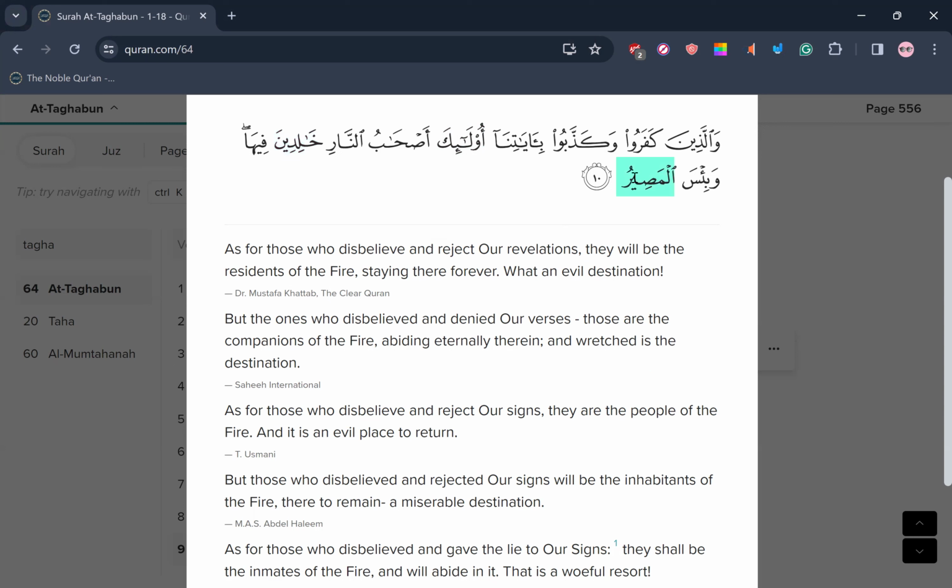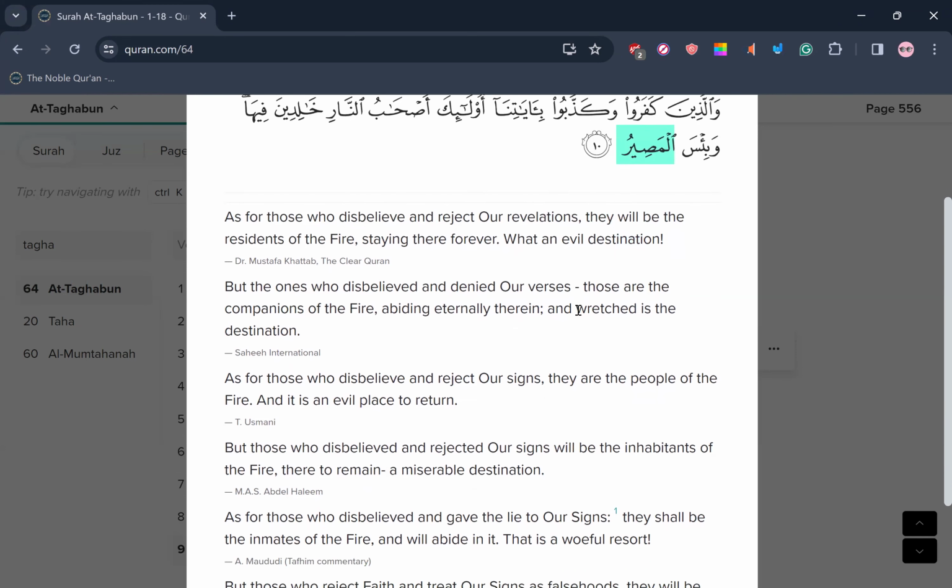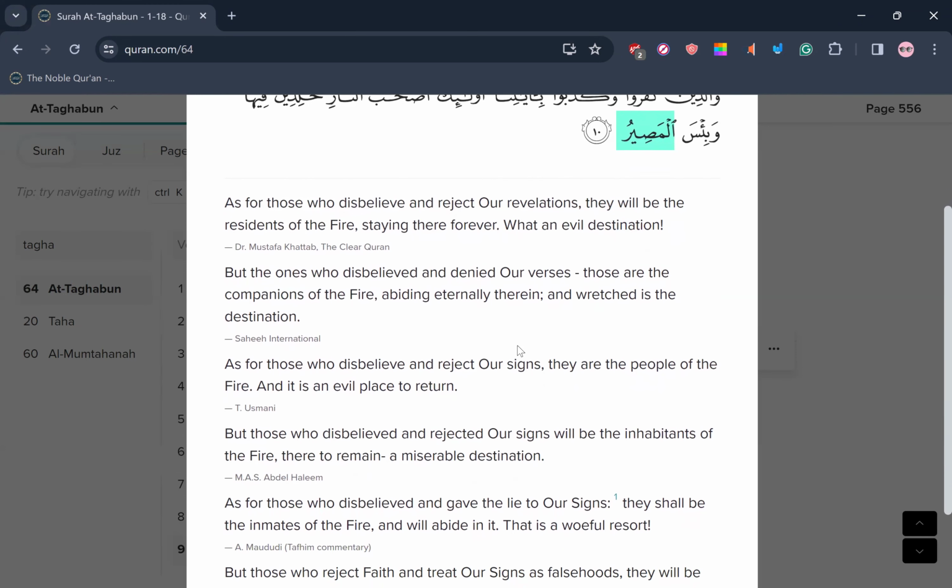So staying there forever. What an evil destination. So they're translating masir as destination, the dharf, or sometimes when we did the sarf of this, we said it's actually a masdar mimi. It's a masdar that has meem on it. So mafilun, mafalun, that's the pattern that it follows, which means a place of, the idea of final destination, if you will. Yeah, final destination. And we will see that sometimes people translate masir as final destination.